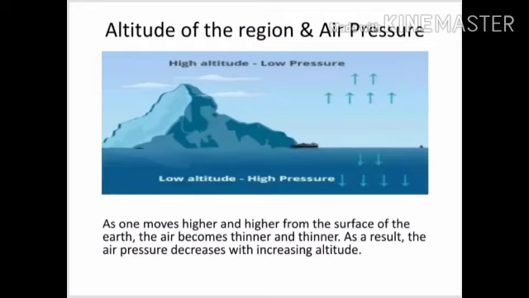Altitude of the region and air pressure. The proportion of dust in the air, water vapor, heavy gases, etc. is higher in the air closer to the surface of the earth. This proportion decreases with increasing altitude. As one moves higher and higher from the surface of the earth, the air becomes thinner and thinner. As a result, the air pressure decreases with increasing altitude.